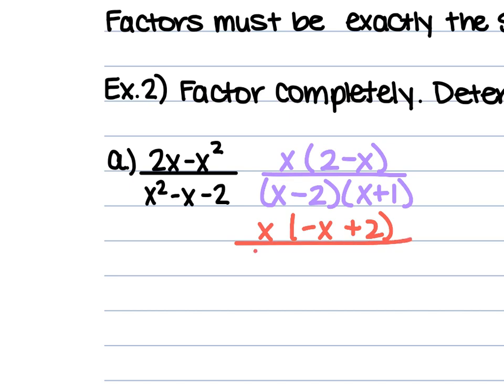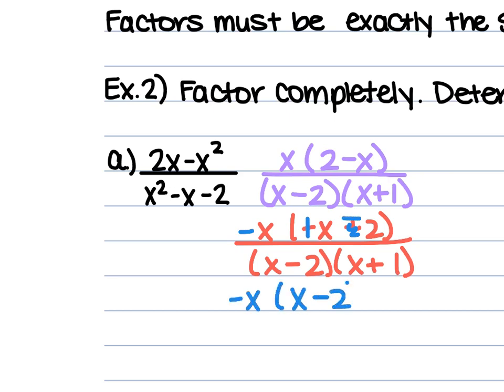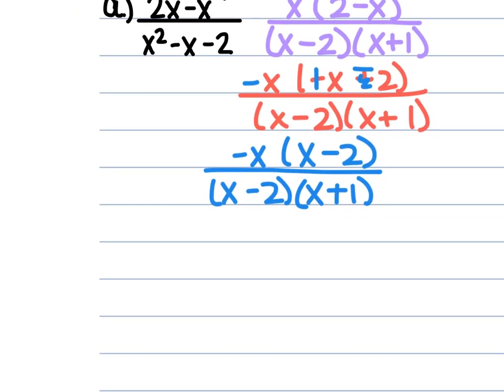And that's not the same as exactly one of the bottom sets of parentheses. So we're going to also factor out a negative 1. So that x is going to become negative, the one inside will become positive, and that 2 will become negative. So we'll rewrite this as negative x times x minus 2 over x minus 2 times x plus 1. So now we have two sets of parentheses that are the same. Those x minus 2's can cancel out, and we're just left with negative x over x plus 1.